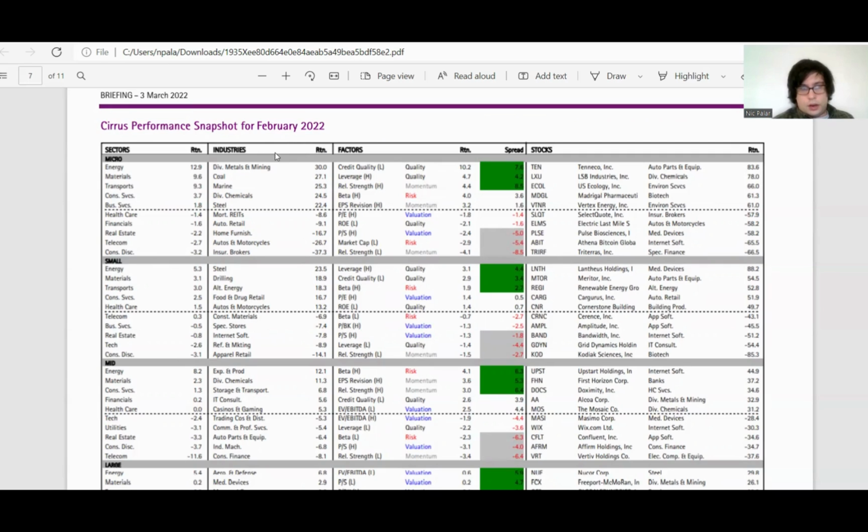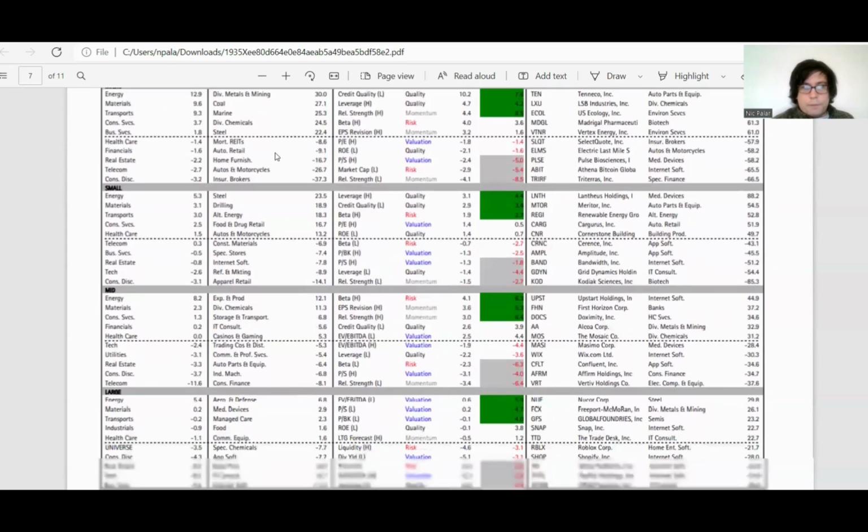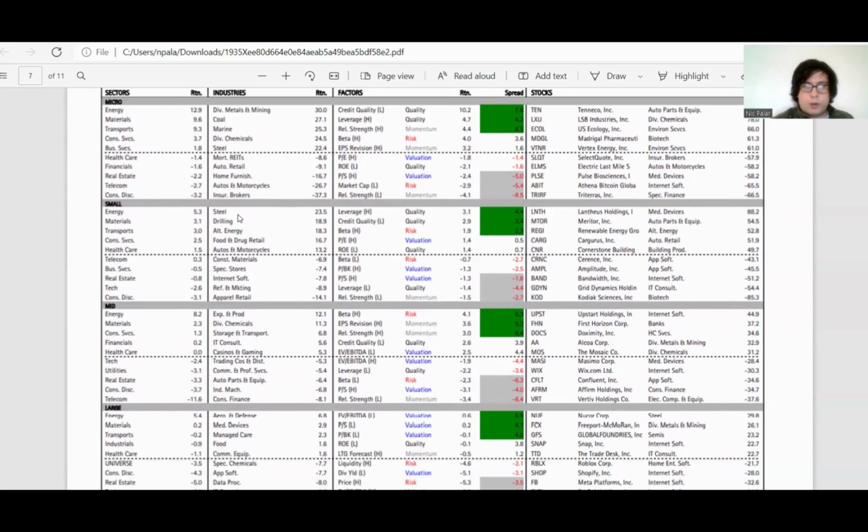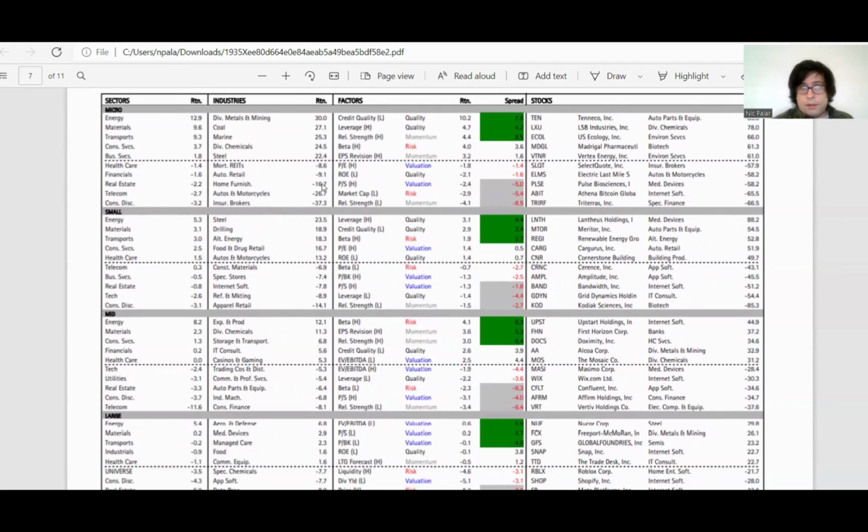This next column is for industries. So, this time looking at small caps, we see that steel was the top performing industry. Apparel retail was the greatest underperformer. Next, factors, same thing, top five, bottom five. Another thing to note here is for the factors, first you have the return, then you have the spread. So a little bit different in this circumstance. And then finally, top five, bottom five individual stocks.